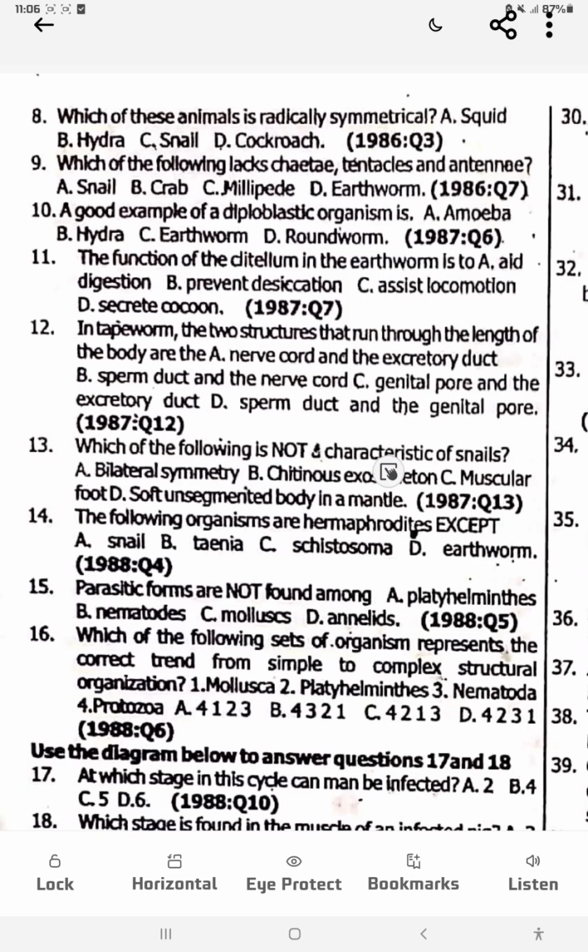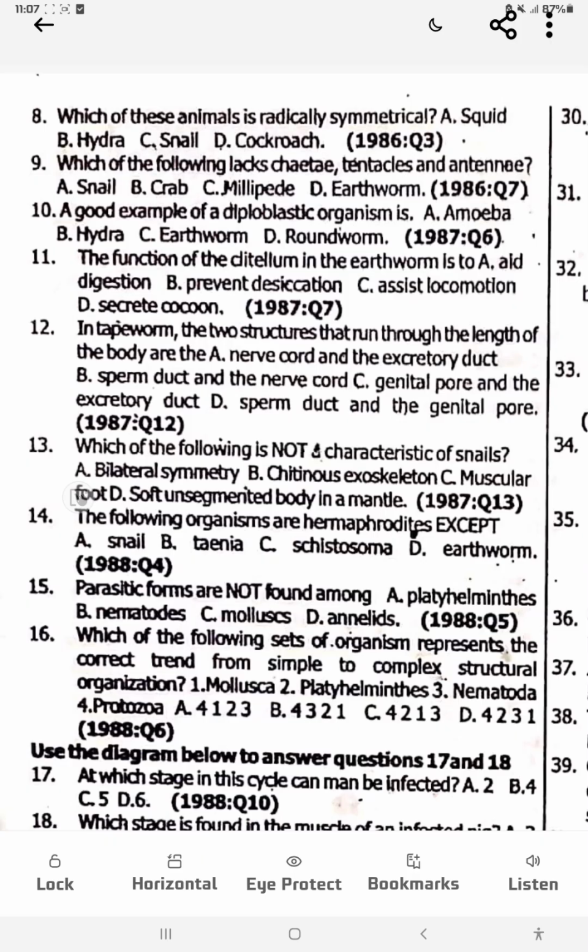Number 13, which of the following is not a characteristic of snail? Number 13 is option B, the exoskeleton. The shell of the snail is made up of calcium compounds, especially calcium carbonate, rather than chitin.